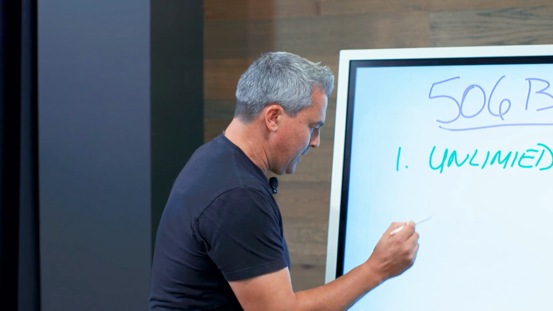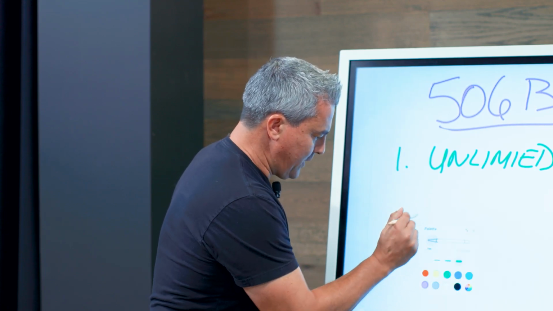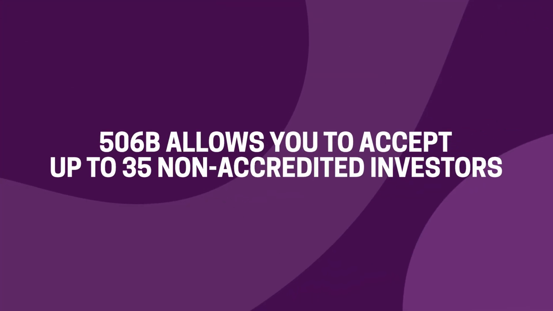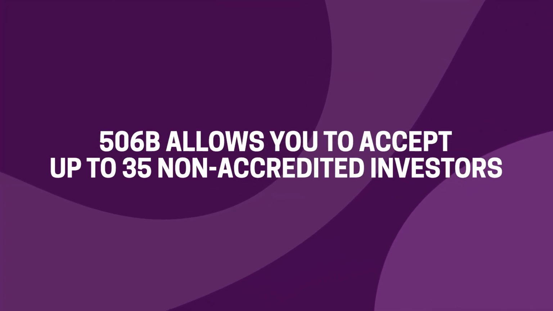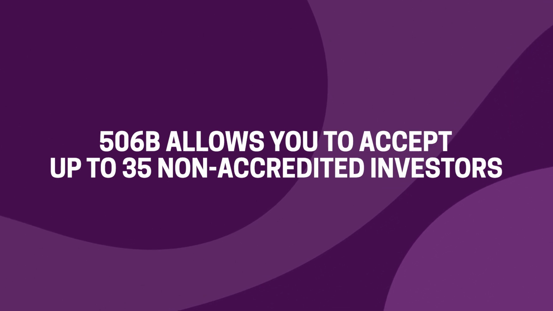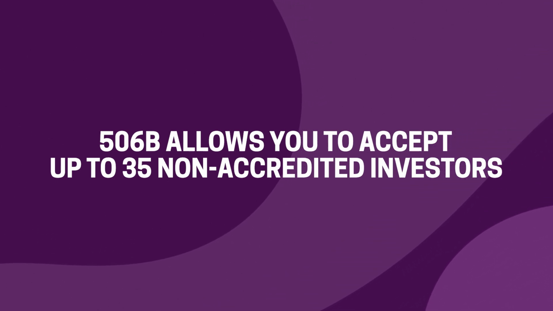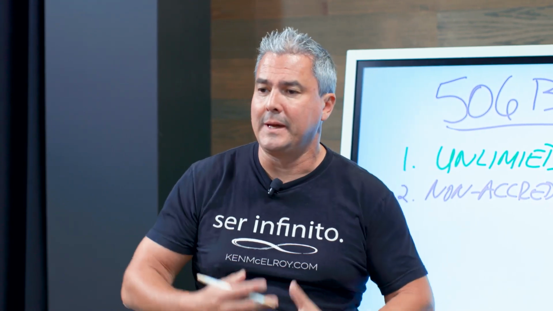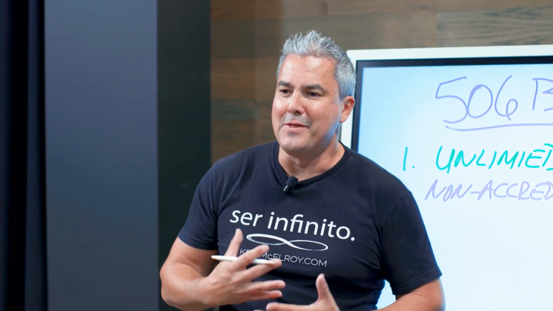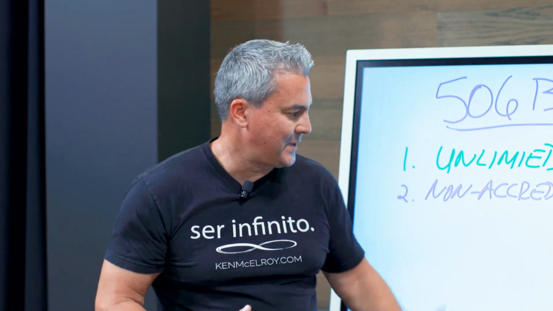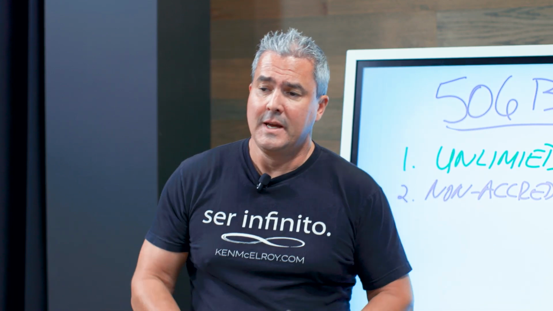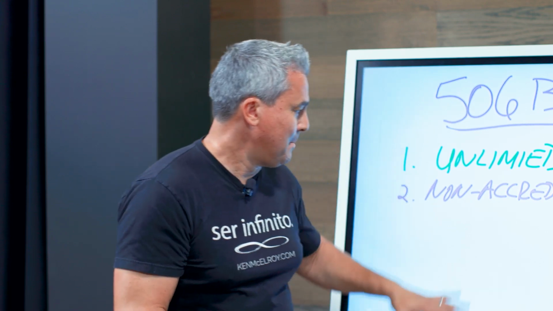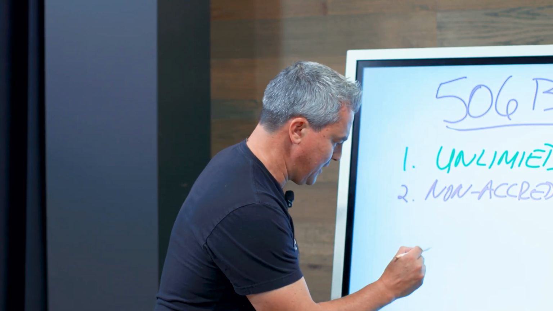So that's number one. Number two, and this is probably one of the reasons it's pretty popular as well, is you can accept up to 35 non-accredited investors. As long as you're sophisticated, you can accept them in a 506B deal. Again, if you're starting out, this is your first syndication, and you've got family members, inevitably Uncle Bob or Aunt Karen, they're going to be non-accredited investors, and so it's nice to be able to accept those into your deal. Now, I'm not going to go into the definition of accredited investor because we're going to do that in a following video, but it's nice to have non-accredited investors in your deal.